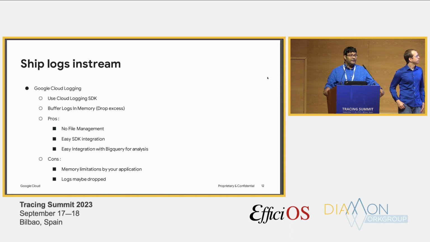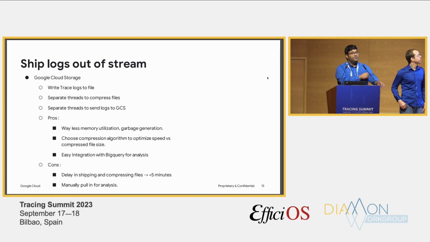One is this will eat into your memory. And second is, depending on how many objects you're generating, you may run into limitations of the Go language, because Go garbage collection treats all objects the same. So even if it's a short-lived object, it would end up occupying space on the memory, which would need to be garbage collected later. There is a method to ship them out of stream.